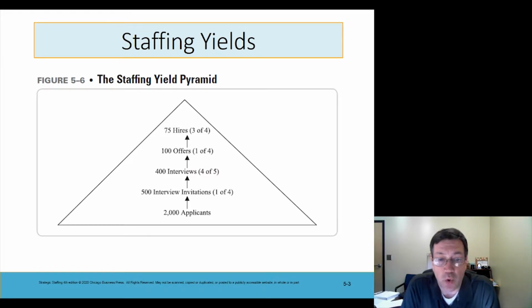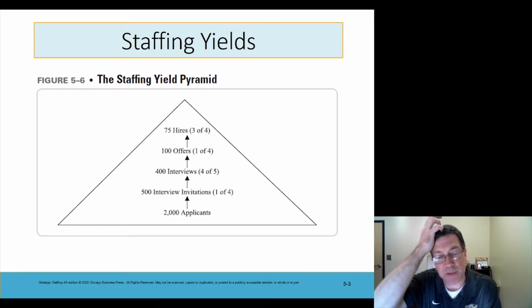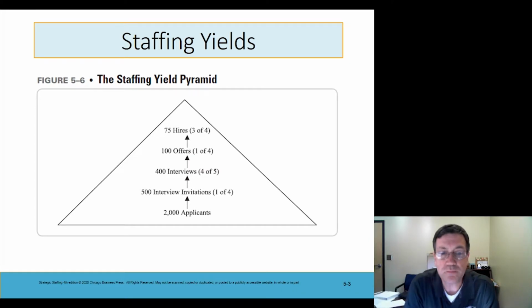But let's say, according to this particular example, that 4 out of every 5 people that we extend an offer to interview with say yes. So if we started with 500 and we offered 500 people an interview, 400 of them said yes and actually showed up and did the interview. Now in real life, that's kind of crazy that we're going to think about interviewing 400 people, but just for mathematical purposes to help you understand the way this flows. So the staffing yield from step 1 to step 2 is 1 out of 4 or 25%. The staffing yield from step 2 to step 3 is 4 out of 5 or 80%.